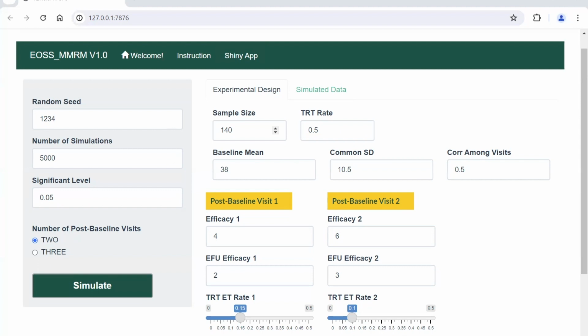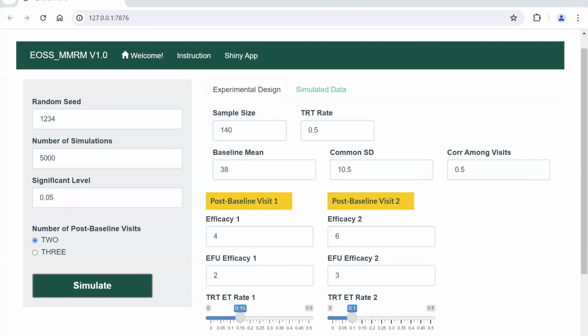In step 5, enter the TRT rate. Enter 0.5 if your study plans to have a one-to-one treatment allocation, 0.67 if the treatment versus placebo ratio is 2:1, and for 3:1 you would use 0.75, and so on. Choose the number of post-baseline visits. Currently, the app is set up to handle 2 or 3 post-baseline visits. Enter the baseline visit, common standard deviation, and correlation among visits.